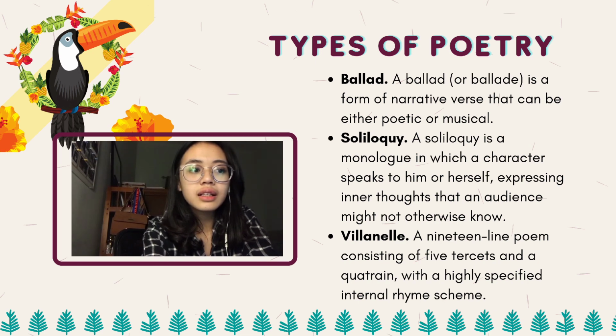A villanelle is a 19-line poem consisting of 5 tercets and a quatrain with a highly specified internal rhyme scheme.